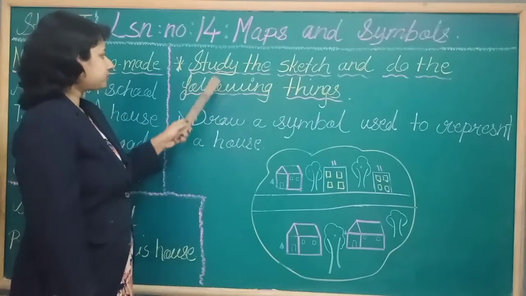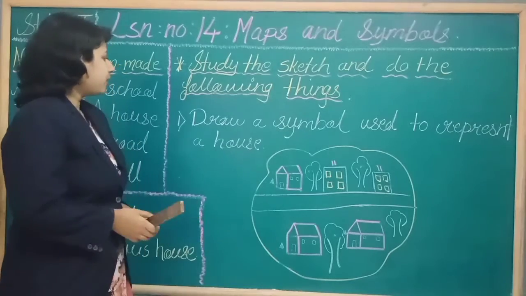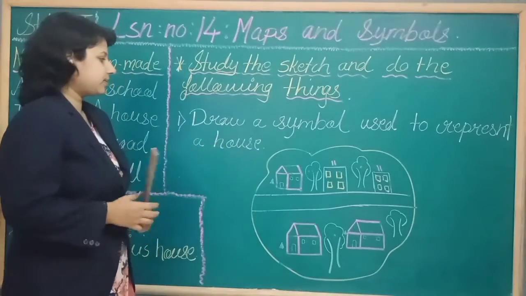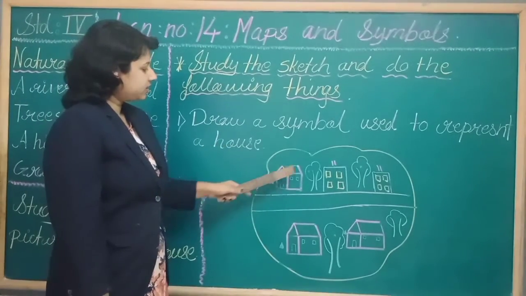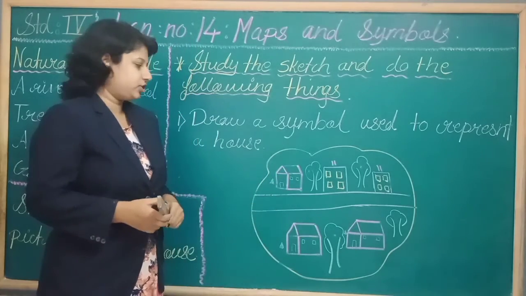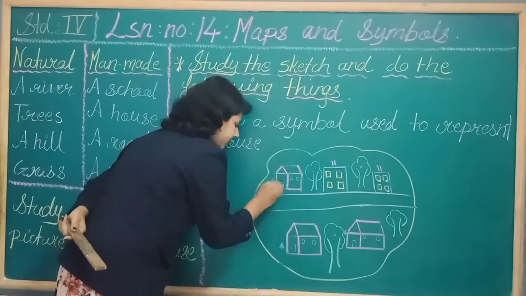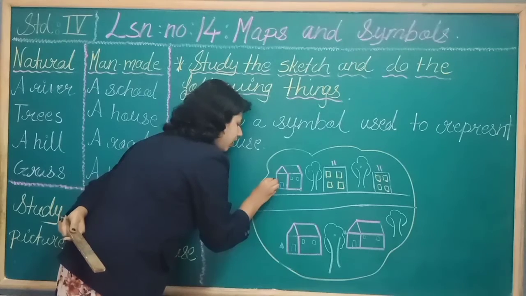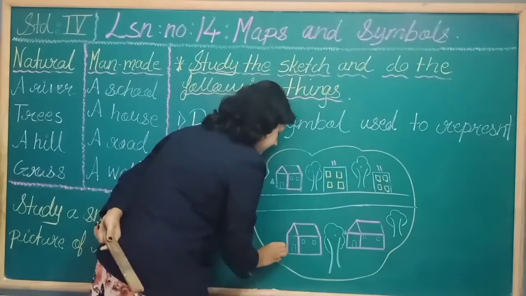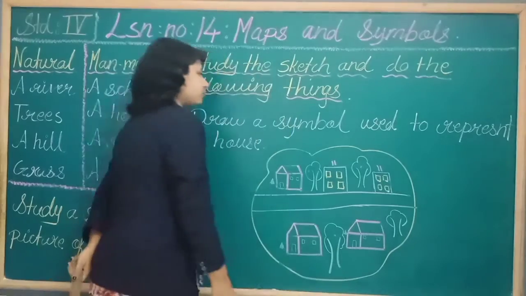Let's study this. Study the sketch and do the following things. The first one is: draw a symbol used to represent a house. Now, here we have three. This is a village and we have 1, 2, 3 houses in the village. So, I have already made a symbol, a small triangle. Here you can see a small triangle I have made to represent the house.